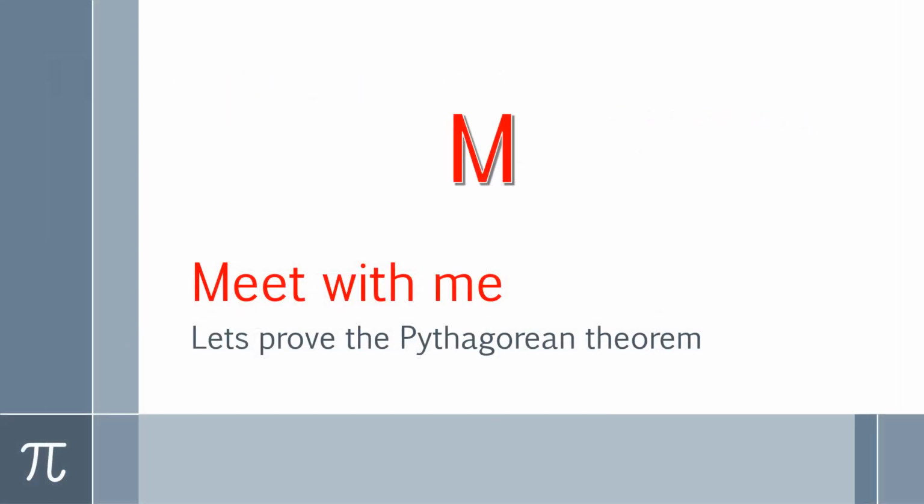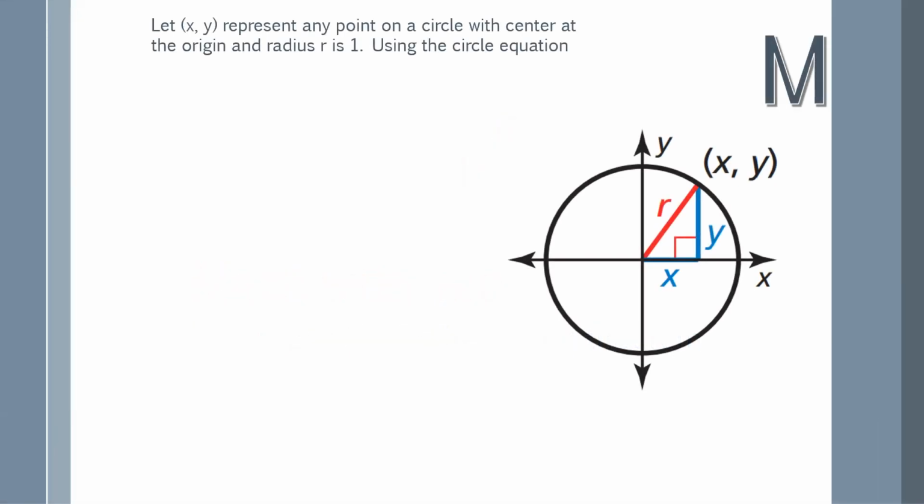Alright. Now it's time for us to do our math rotations. You're going to meet with me. So in M, we're going to prove the Pythagorean theorem. But now we should already know what the Pythagorean is. Alright, so let's go ahead and prove the Pythagorean theorem by using the circle.